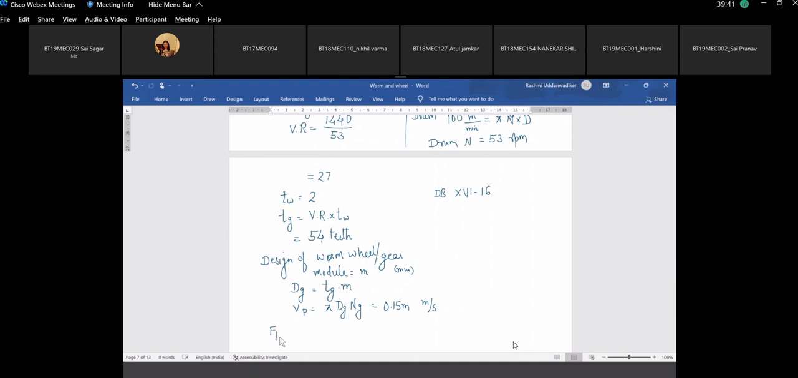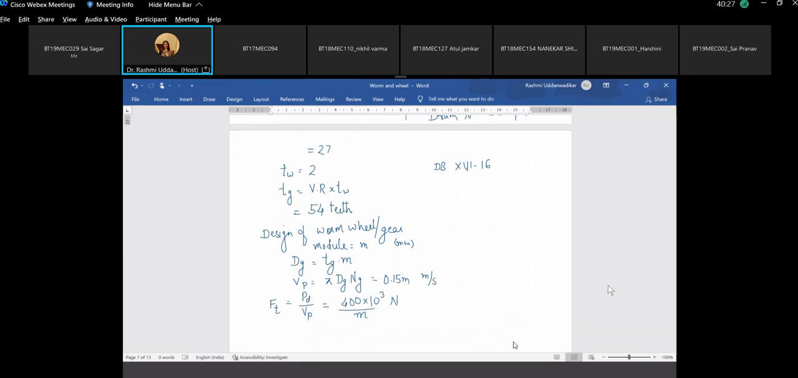We find out the Ft value, which is the design power upon Vp. You will get this as something by m. Give me the value. Design power, we have selected a motor of 60 kilowatt and Vp is 0.15. So what is Ft in terms of m? We convert this into Newton to avoid calculation error later on. This is in Newton. Next step.